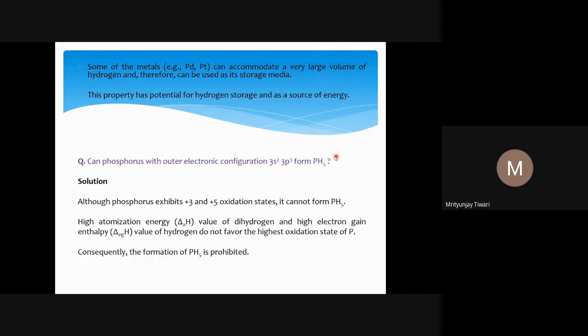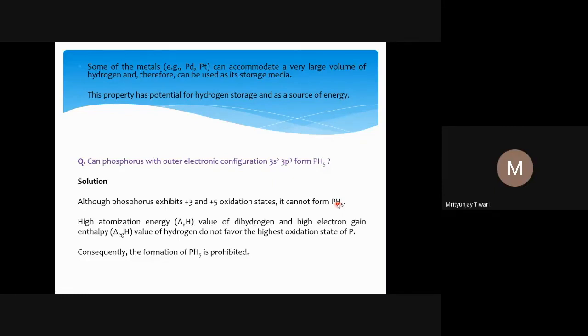Although we know that phosphorus can exhibit both +3 and +5 oxidation states, and in PH5 the oxidation state of phosphorus is +5, PH5 cannot form. This is mostly because to form PH5, you first have to break the hydrogen-hydrogen bond, and to break it, that we call atomization energy, you need to provide more energy. At least 2.5 molecules of hydrogen have to be broken to form one PH5 molecule. So you need to provide more energy.